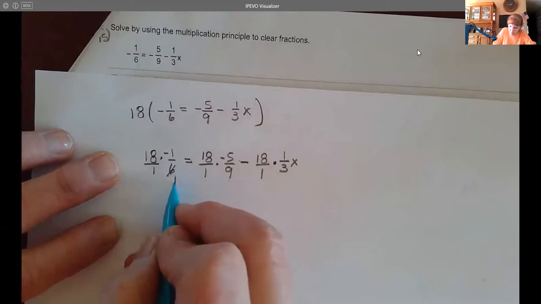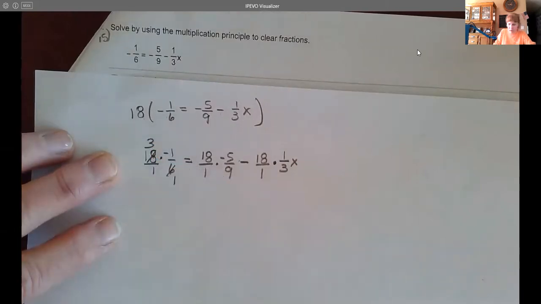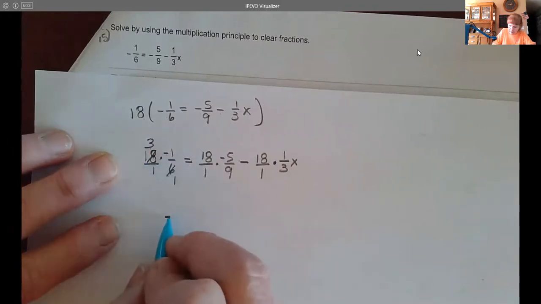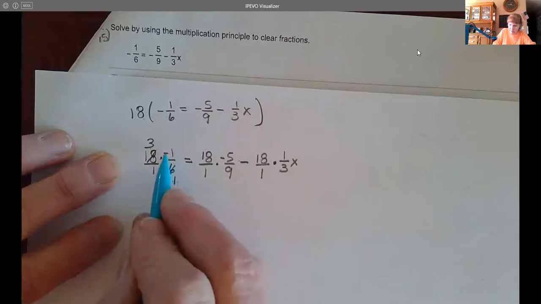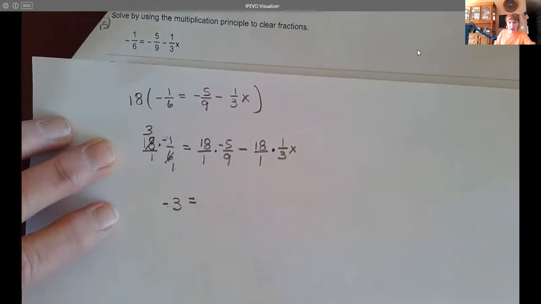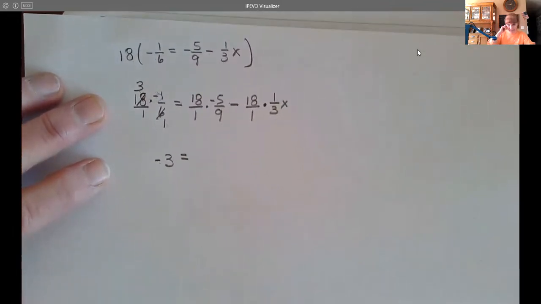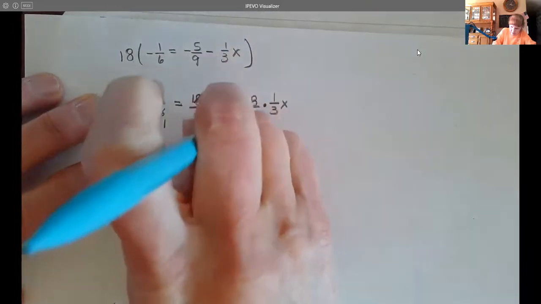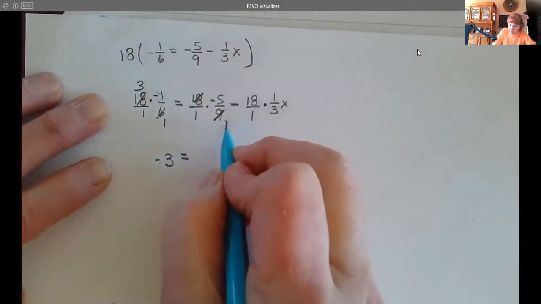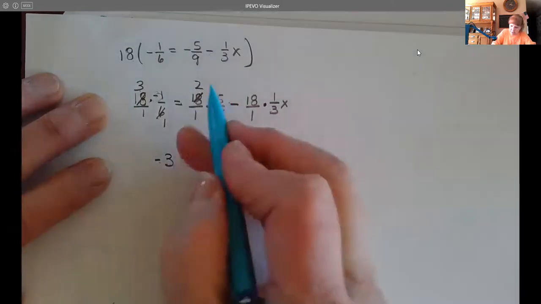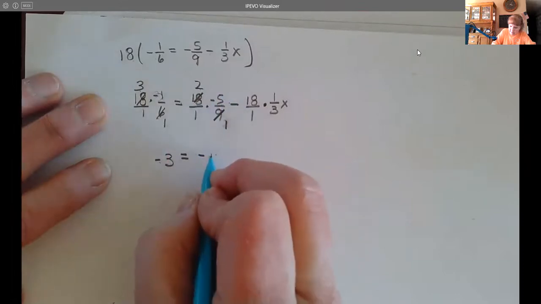Here, 1, 3. You'll always end up with a 1 down here. 3 times a negative 1 is a negative 3. You only have one negative. 1 is an odd number, so it stays negative. You have an odd number of negatives. It'll stay negative. Okay, 9 goes into here twice. Excuse me. Yeah, got ahead of myself. 9 goes into there once. 9 goes into there twice. And 2 times a negative 5 is a negative 10.